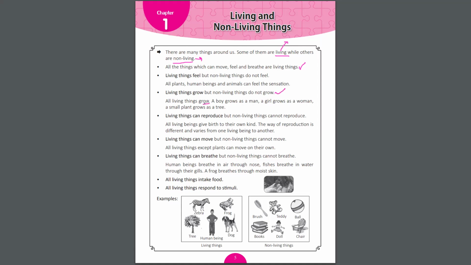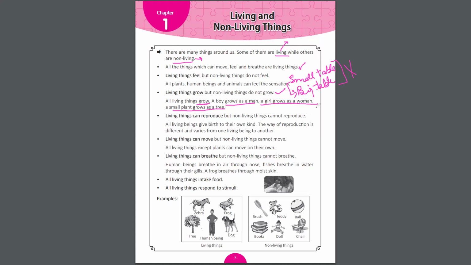All living things grow. A boy grows into a man, a girl grows into a woman, a small plant grows into a tree. But have you ever seen a small table grow into a big table? No, not at all, because it's a non-living thing, so it cannot grow, right? Living things can reproduce, but non-living things cannot reproduce.